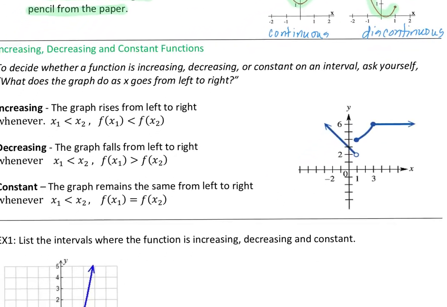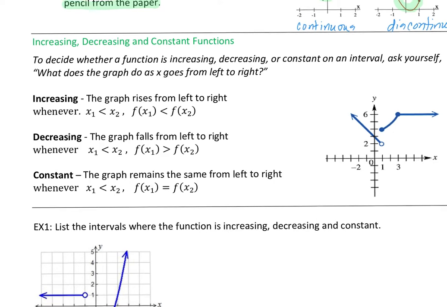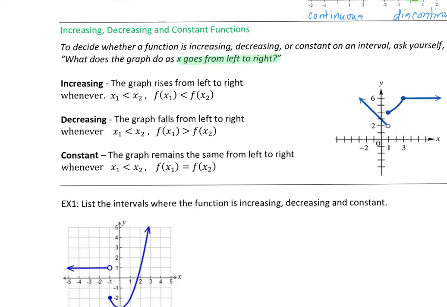Let's move on and look at this idea of increasing, decreasing, and constant functions. So when you want to decide whether a function is increasing, decreasing, or constant, what you want to do is look at the graph as you go from left to right, as the x values go from left to right. So as you go from left to right, is the graph going up or down, or is it just remaining the same? A graph is increasing if it rises as you go left to right, or it goes up.